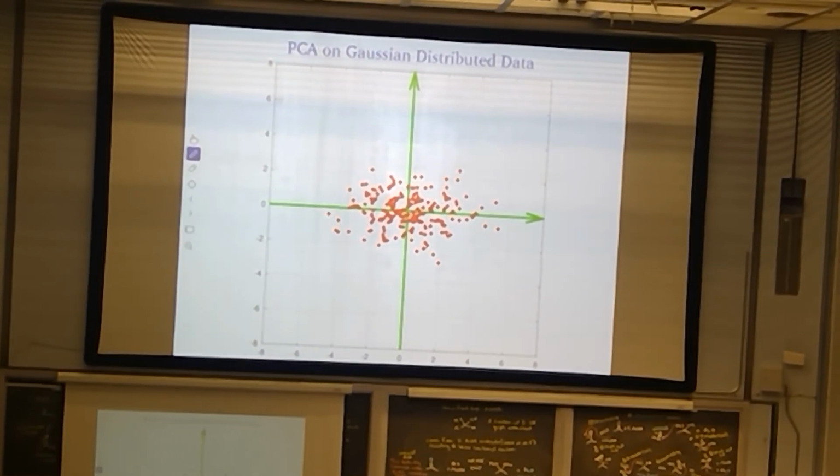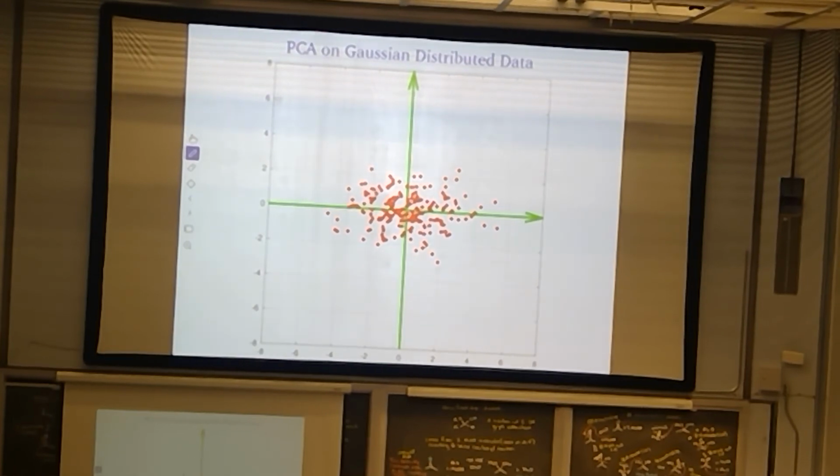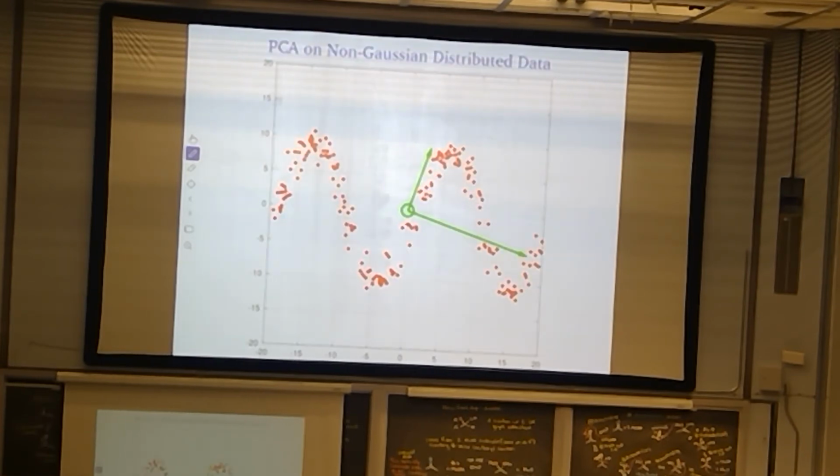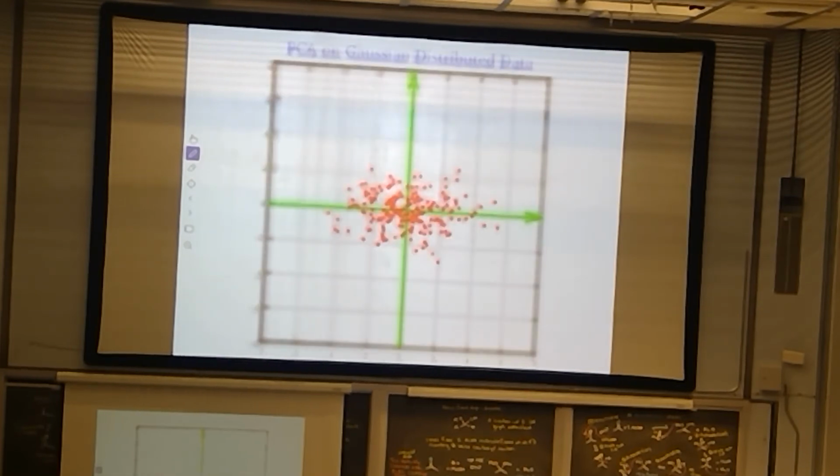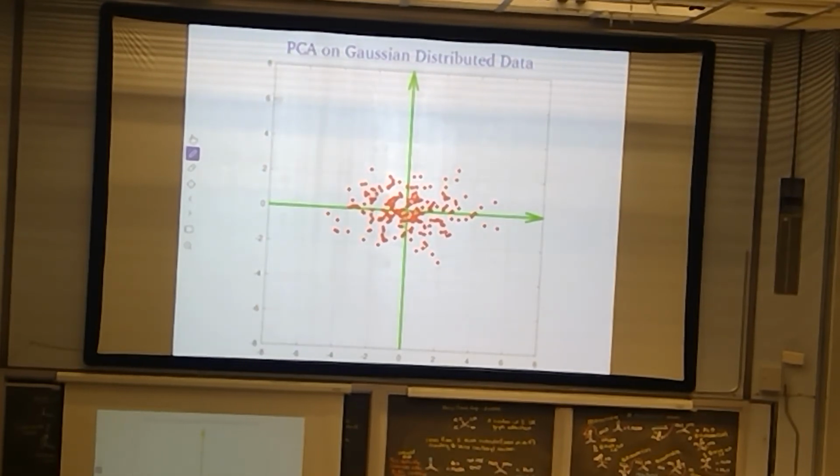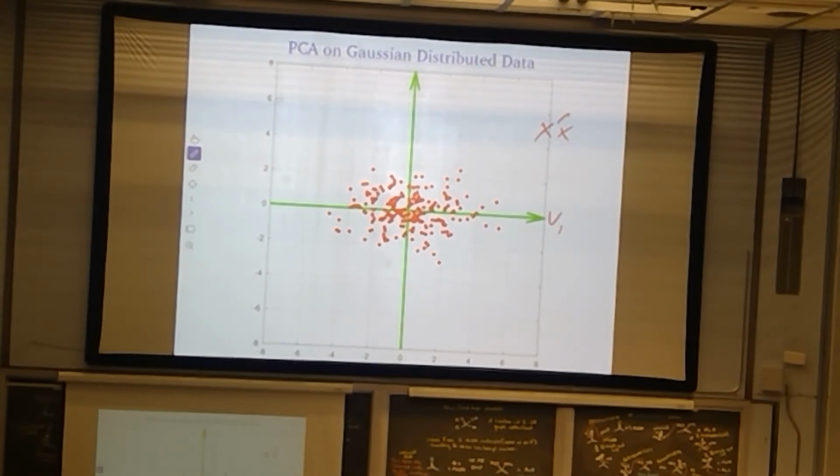PCA on Gaussian distributed data, okay? If data looks like this, you have a major axis and a minor axis. This is what PCA will find. Sorry, PCA will find these two axes, okay? You get the data, you calculate the eigenvectors of this. This is the first one. This is the second one, okay?